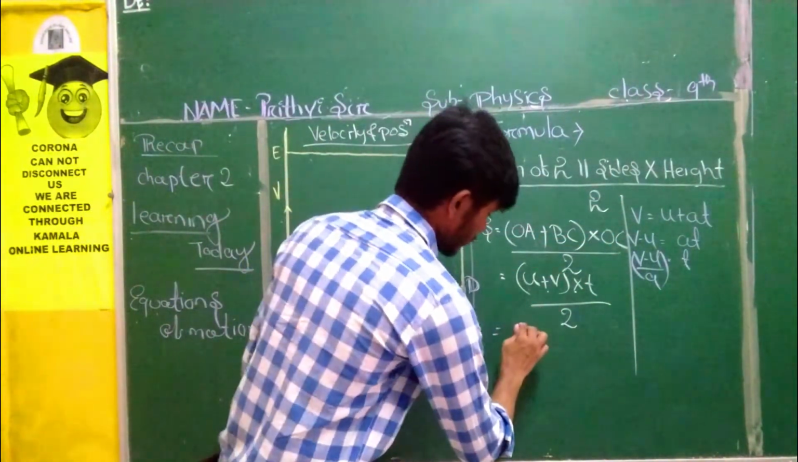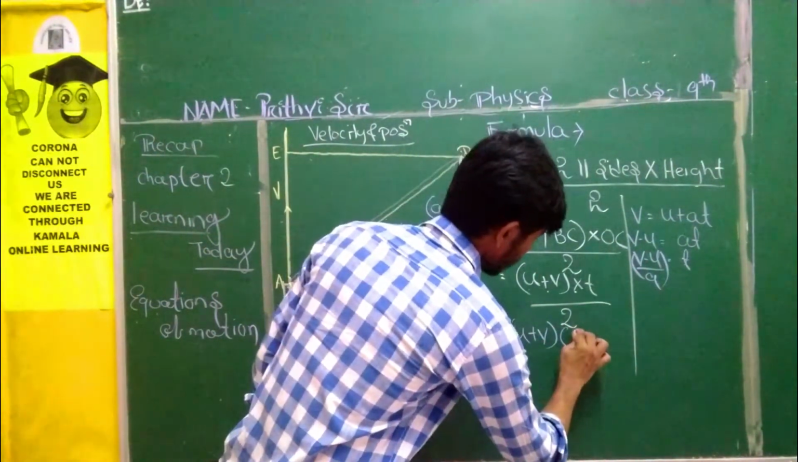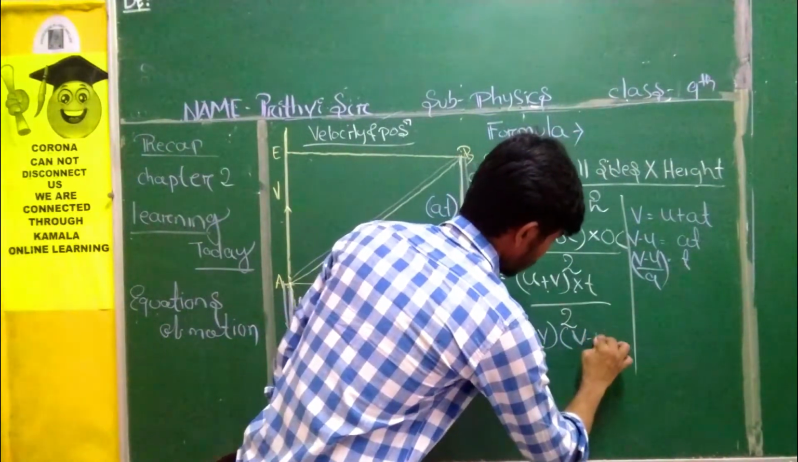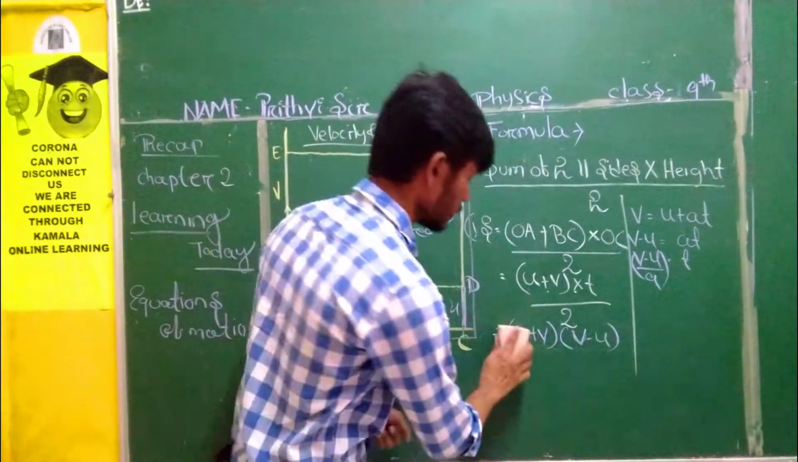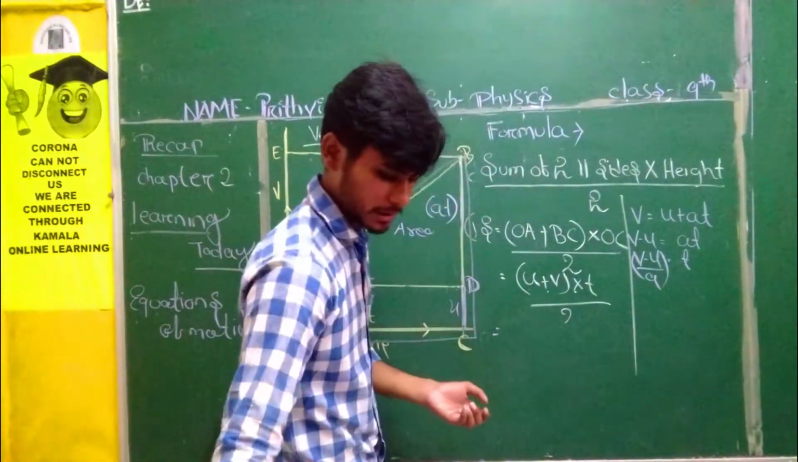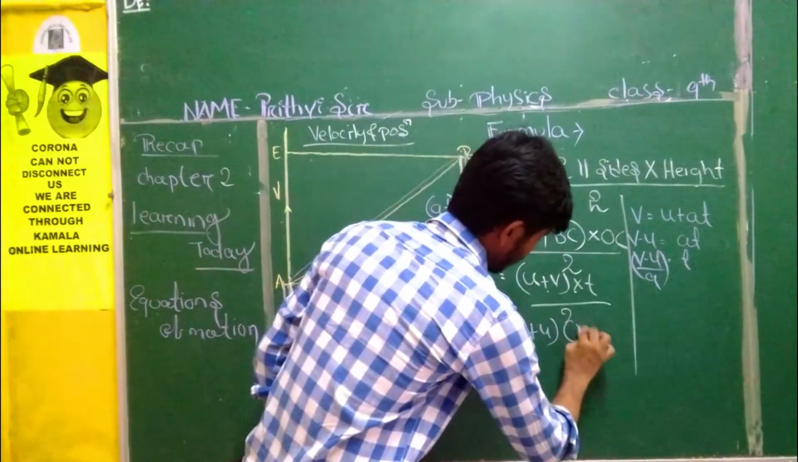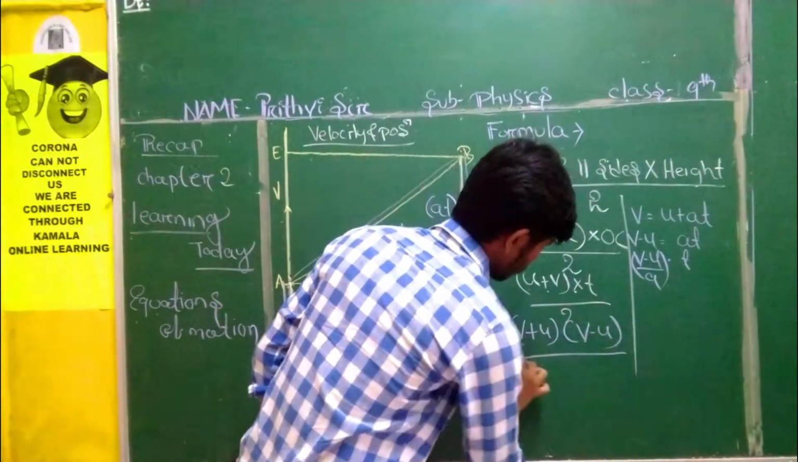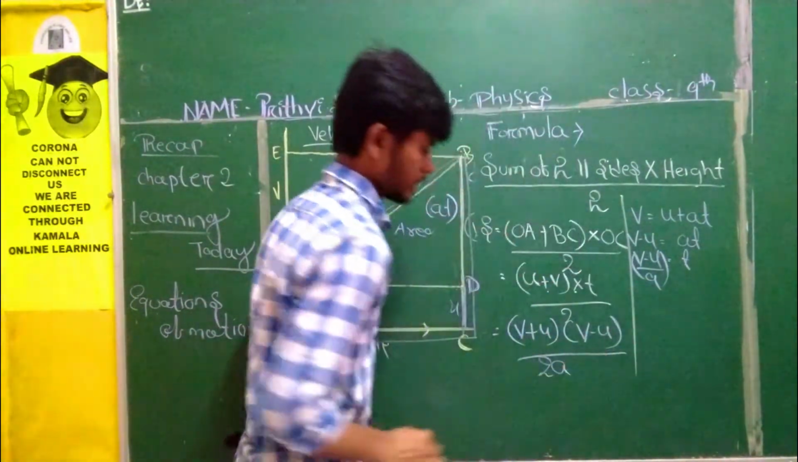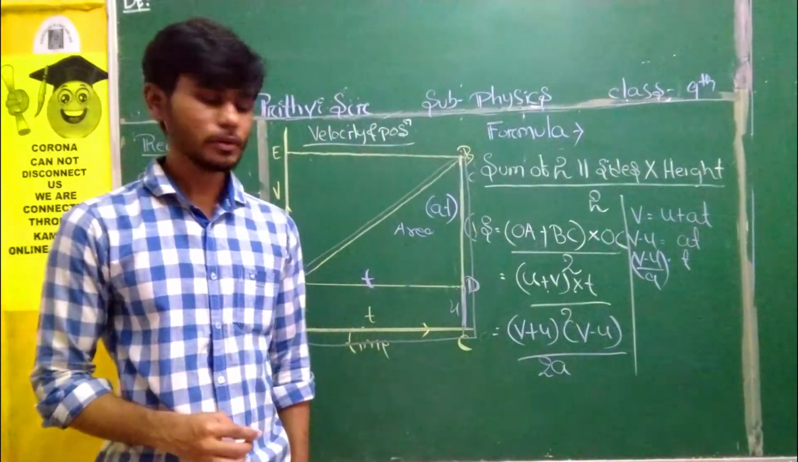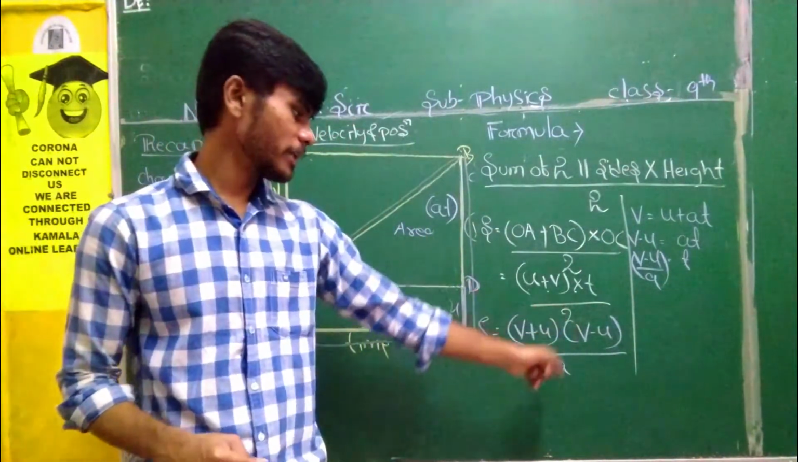So let me place it over here. Here it is U plus V, and here is V minus U. Very simple. Here U plus V or V plus U, both are the same thing. Here I write (V plus U) multiplied by (V minus U), over 2, over A. Okay, S is equal to (V plus U)(V minus U) by 2A.